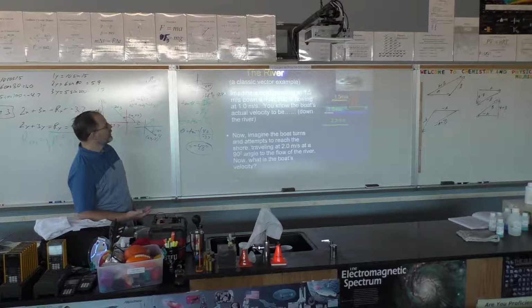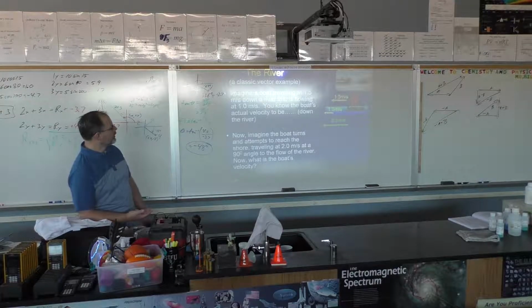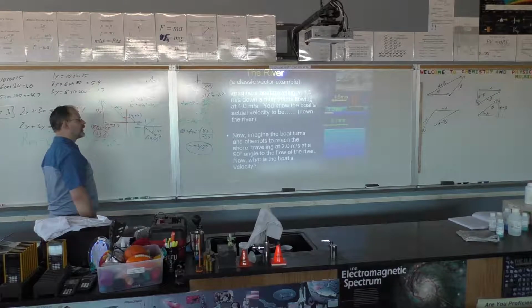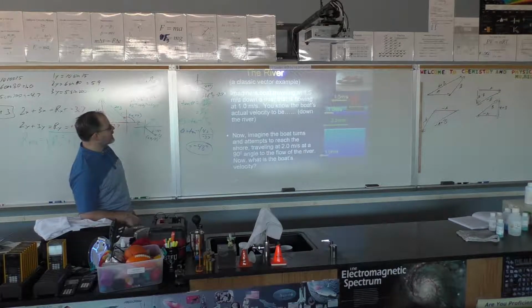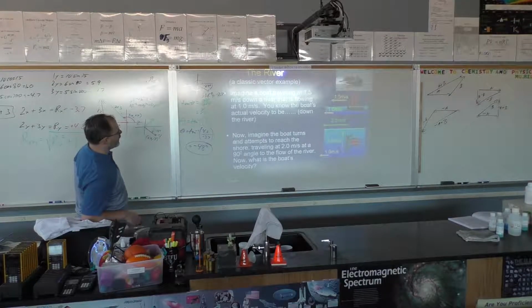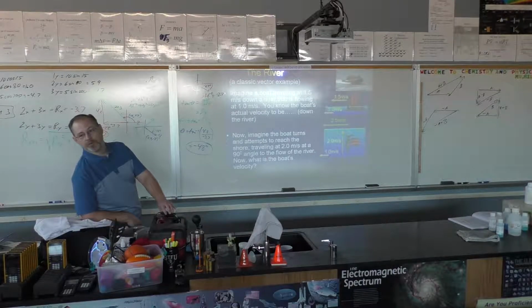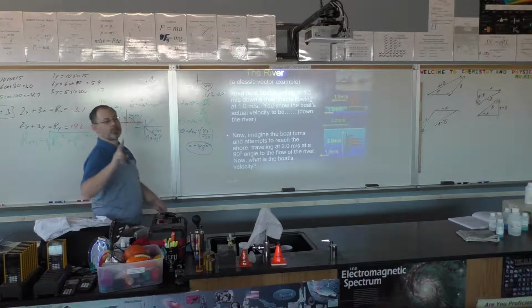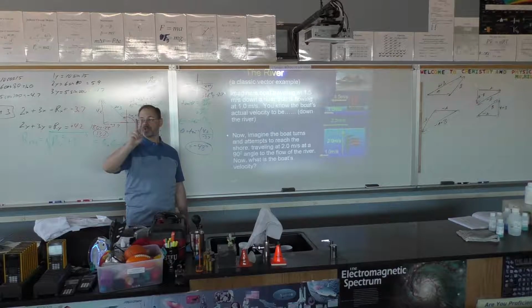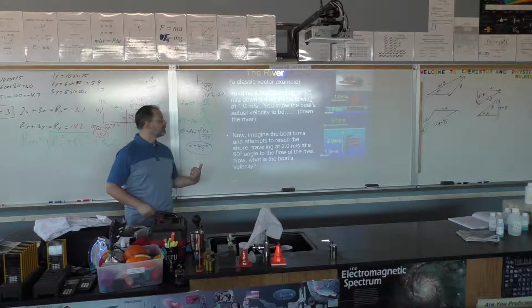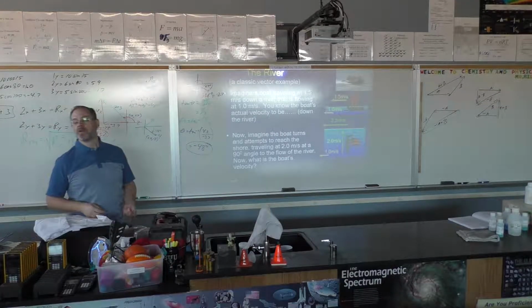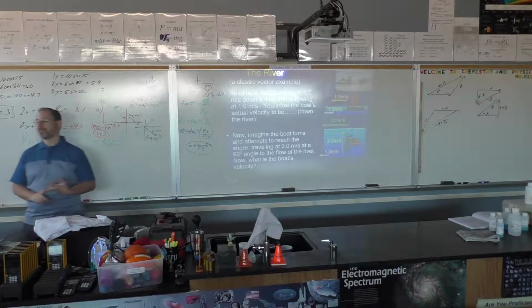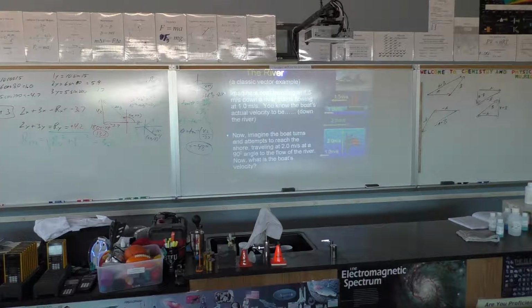Now imagine the boat turns 90 degrees. The boat turns and attempts to reach the shore, traveling at 2 meters per second at a 90-degree angle to the flow of the river. Now, what is the boat's velocity? And velocity has two parts. It has magnitude and direction. So, go ahead and figure this out. What is now the boat's velocity? What is its magnitude? What is its direction? Bang in your calculator for a little bit, and when you have an answer, show your neighbor and see if your neighbor agrees with you.